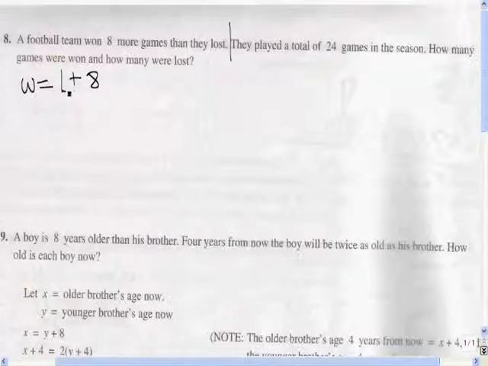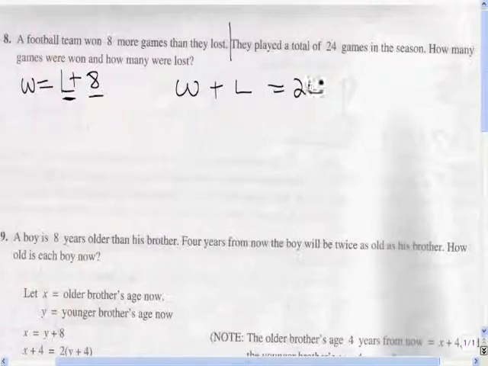So I'm going to use L for the games they lost and W for the games they won. So W, the games they won, equals 8 more than the games they lost, right? So that's what W equals. They played a total of 24 games. So W plus L equals 24. So the games they won plus the games they lost equals 24.